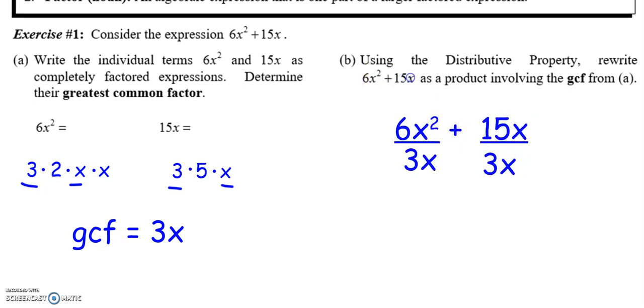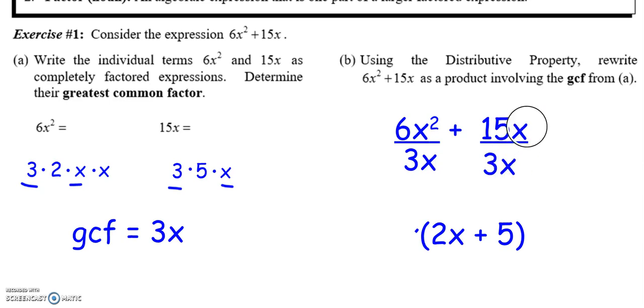So I took each of these terms, divided it by the GCF, and that's pretty easy. We know how to divide these. I would get something like this, right? 6 divided by 3 is 2. X squared divided by x is x. Over here, 15 divided by 3 is 5, and x divided by x would cancel out.